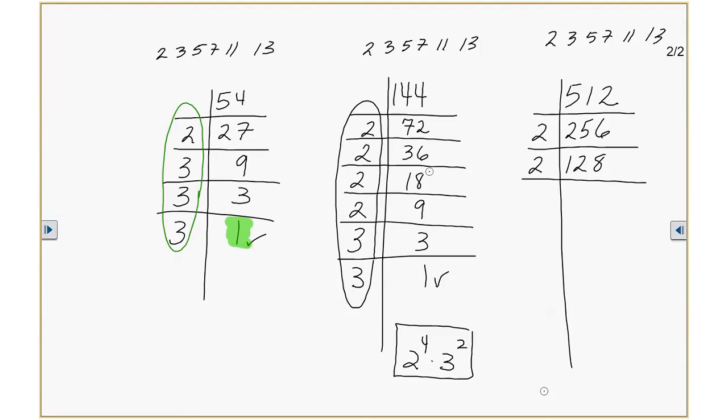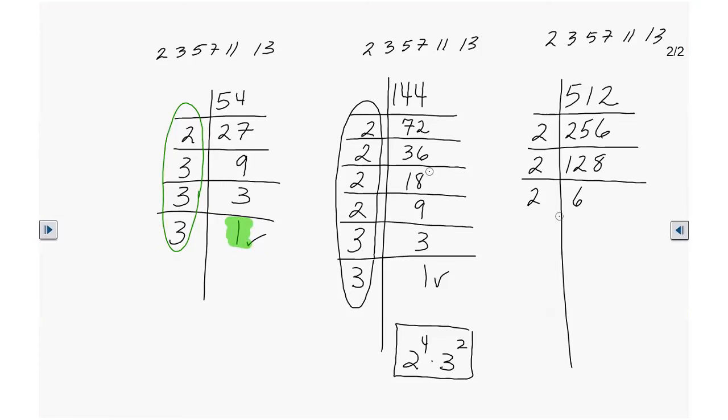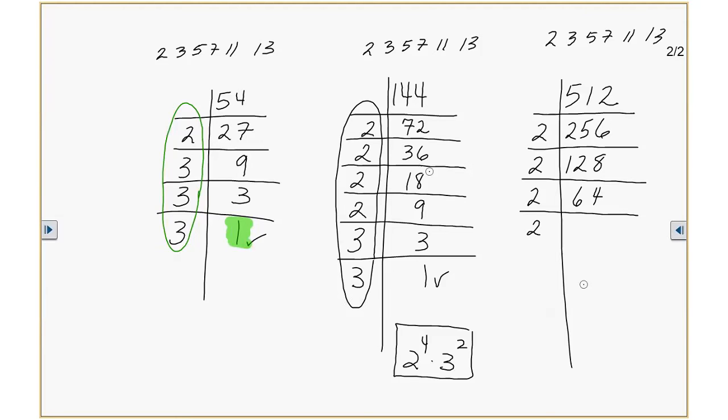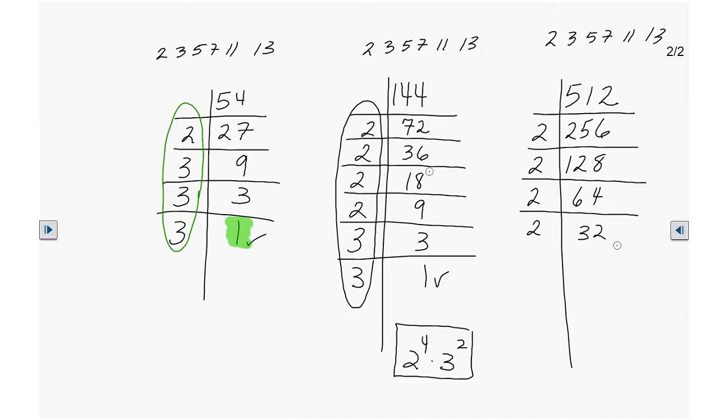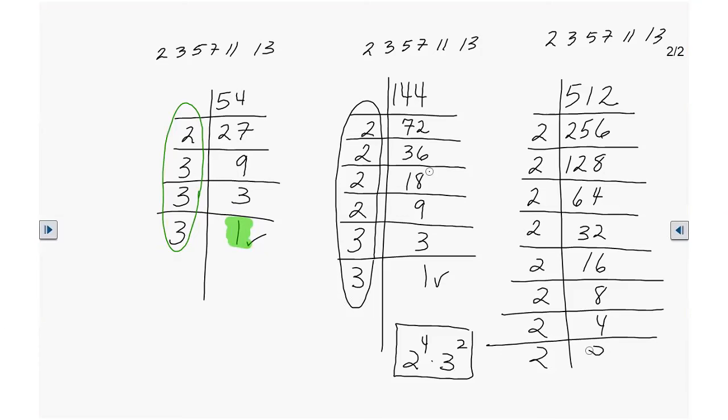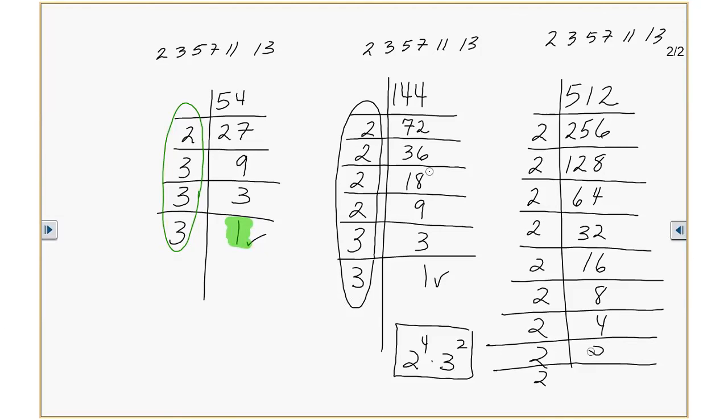It's even, so we will divide by 2 again. 2 will go into 12 6 times. 2 will go into 8 4 times. Divide by 2 again. 2 will go into 64 32 times. 2 will go into 32 16 times. 2 will go into 16 8 times. 2 will go into 8 4 times. 2 will go into 4 2 times. And 2 will go into 2 1 time. So 512 is 1, 2, 3, 4, 5, 6, 7, 8, 9: 2 to the 9th power.